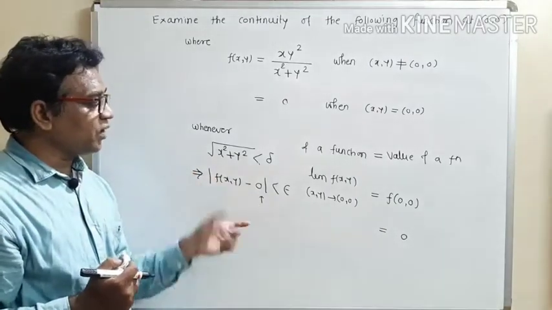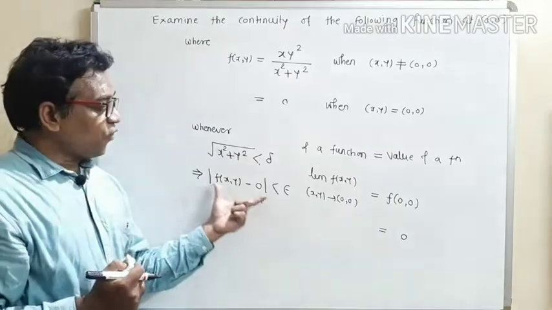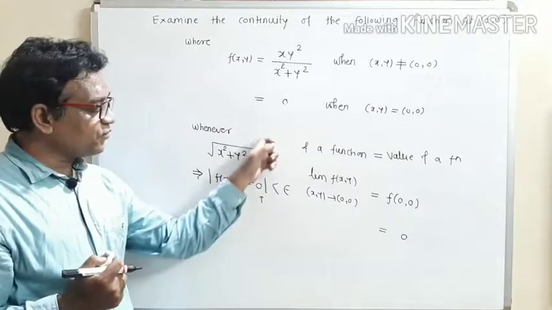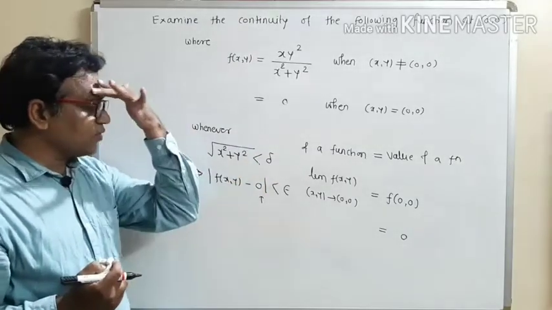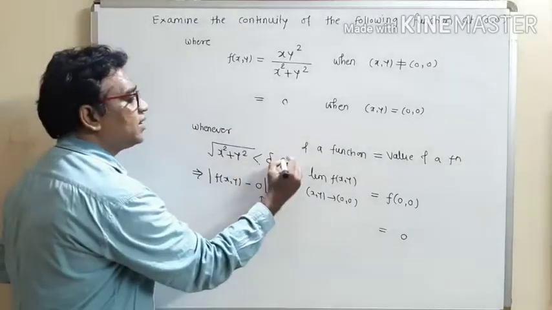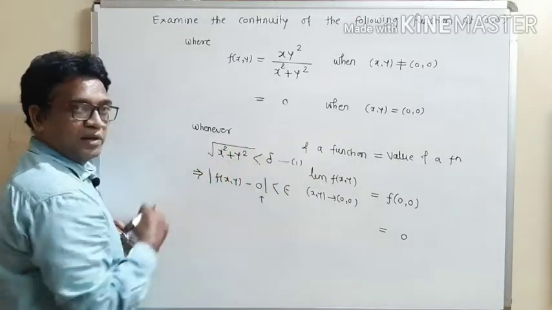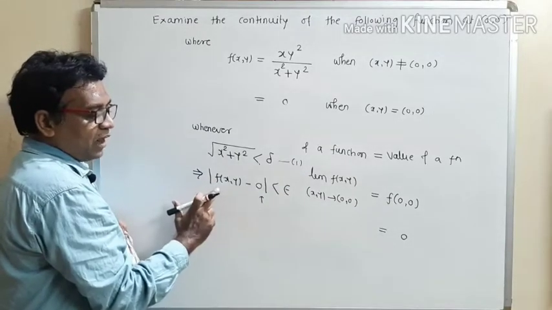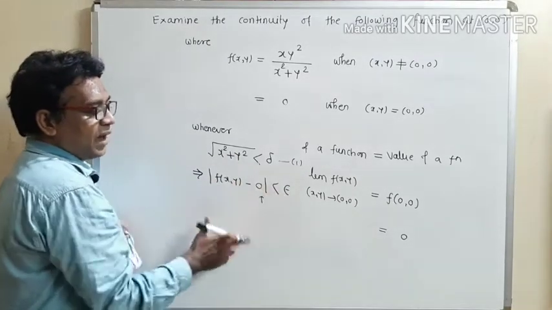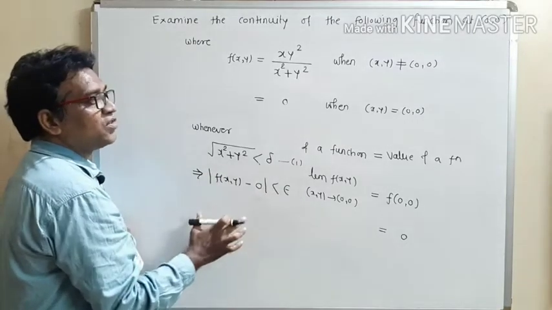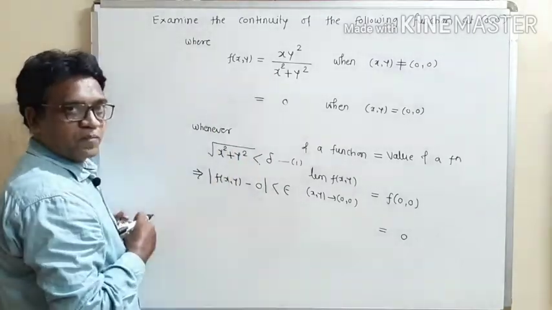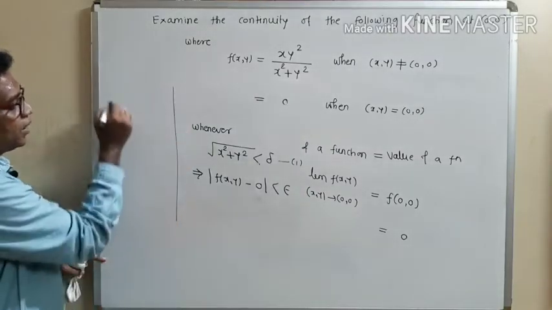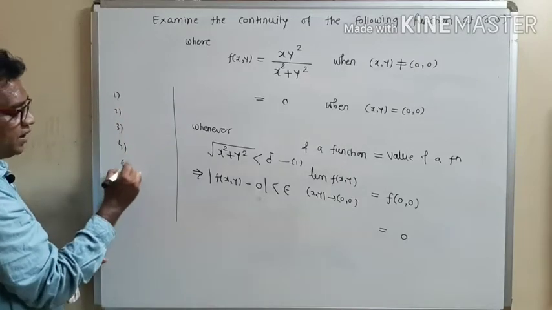How to show the zero limit or how to show the unique limit? For a unique limit, we have to use the epsilon delta method. What is the epsilon delta method? Let us use this equation, under root x² plus y² less than delta. This is our equation number 1. Use this equation and prove that mod f(x,y) minus 0 is less than epsilon, then according to the definition, this 0 is called the limit of the given function. So see how to show the zero limit. This is one of the methods. Use infinitely many equations.